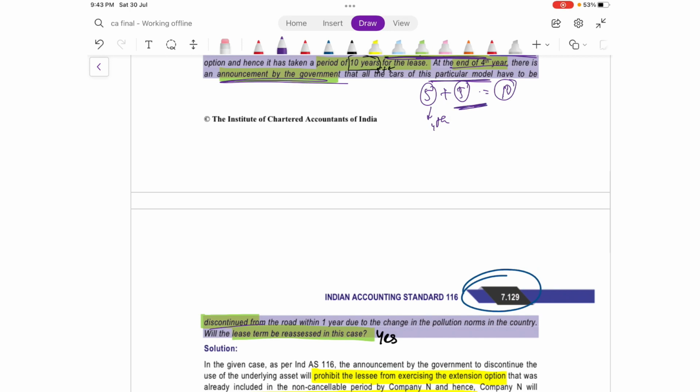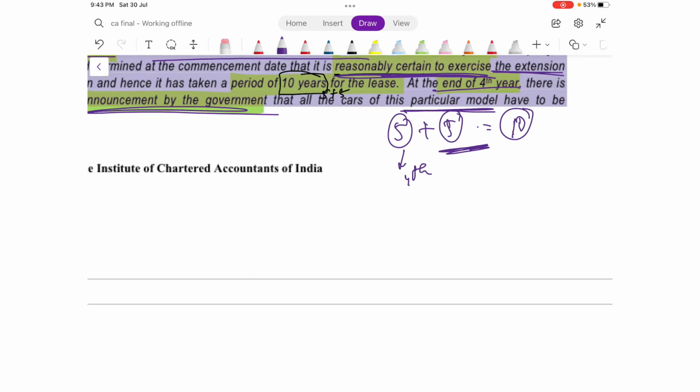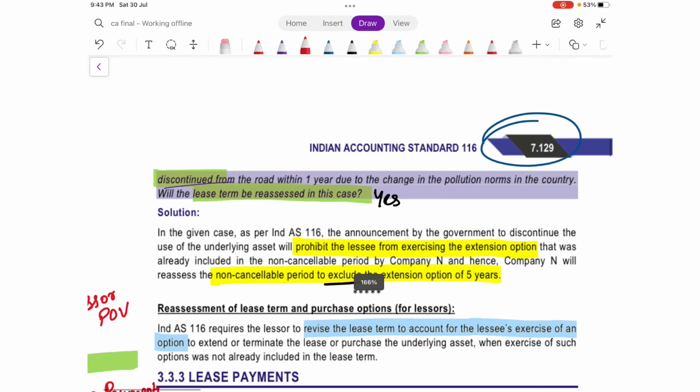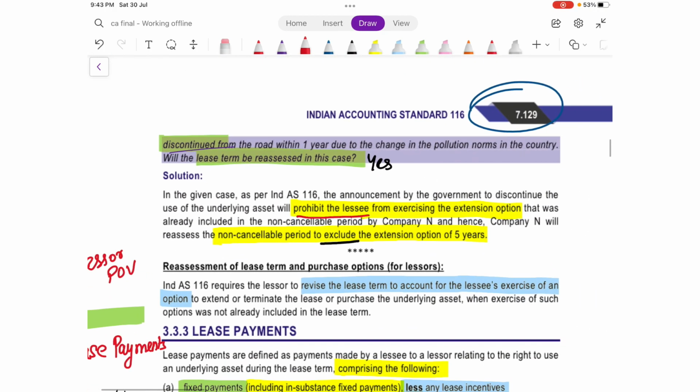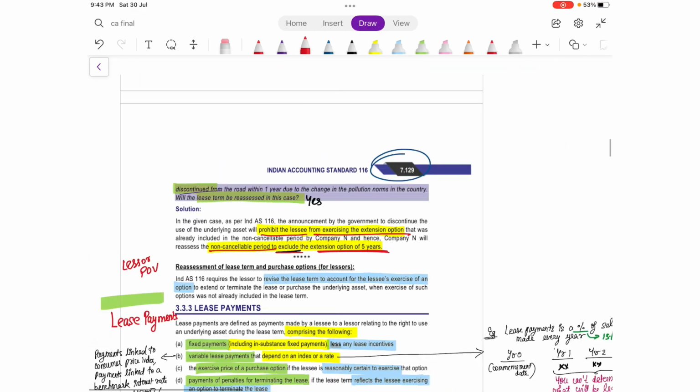So what he has to do is, at the start he accounted it as a 10-year lease term. But right now, since at the end of 4th year itself, you will not extend it for another 5 years, because from now on you cannot use that car. Even if you are leasing, you have to keep it at your home only. So therefore you will reassess and remove this extension option, and you will only account it for 5 years of lease. So this will prohibit the lessee from exercising the extension option. So here the non-cancelable period has to exclude the extension option of 5 years.